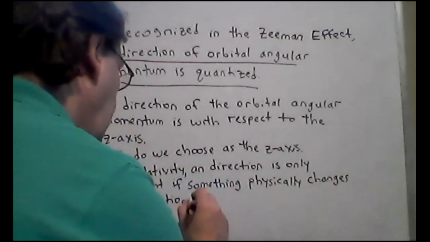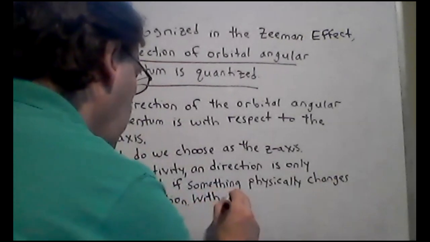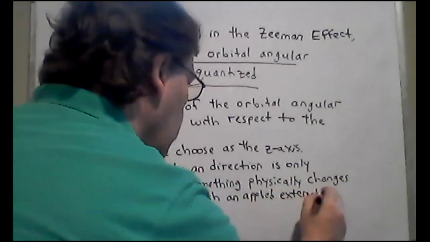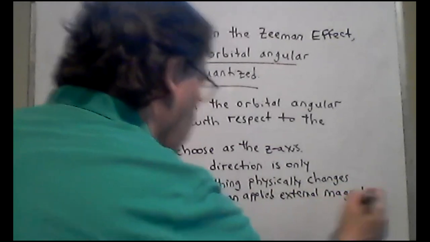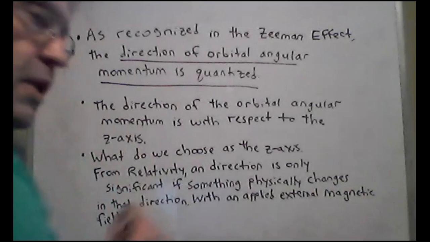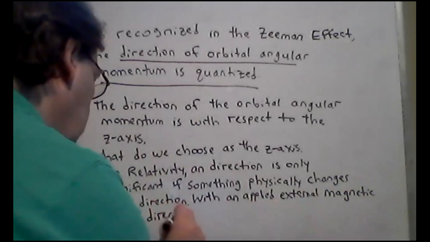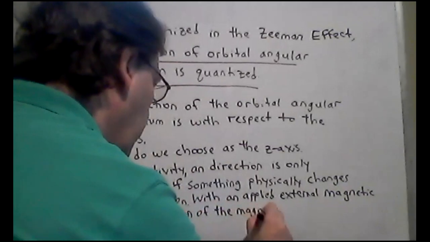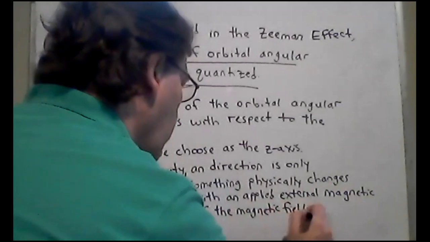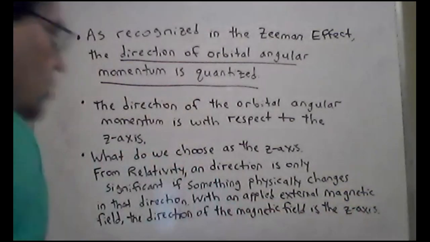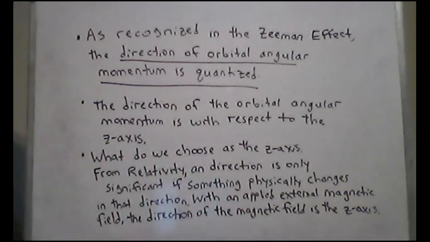So with an applied external magnetic field, the direction of the magnetic field forms the z-axis. That's what makes one direction more significant than any other. That's what makes a special direction: the direction of the magnetic field, because that's the only place where something physically is changing.